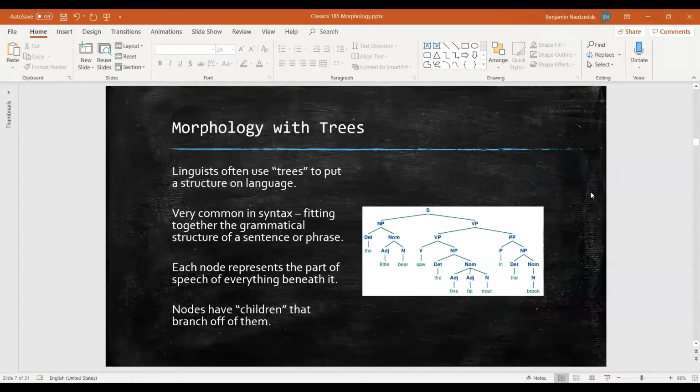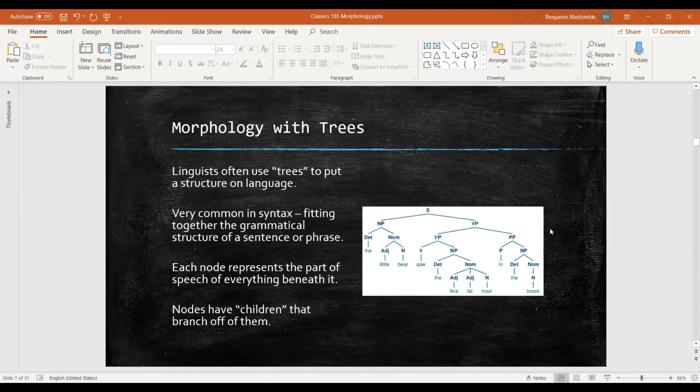In order to give structure to our morphology, we'll make use of something called a tree. Now, linguists often use trees to put structure into language. This is most common within syntax, which is how we put together the grammatical structure of a sentence or phrase from the different words, or more abstractly, different parts of speech.